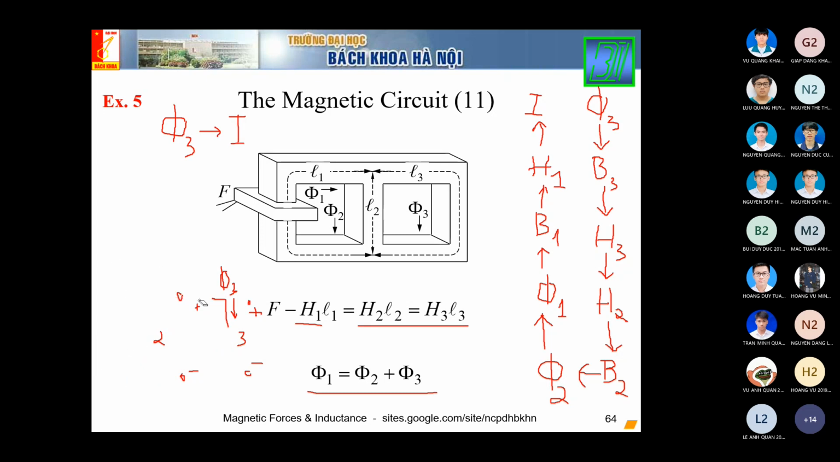Because the circuit here is very complicated, the process of finding the current is very long, much longer than the previous examples. Are you okay? This is the most complicated magnetic circuit. If you can go through this exercise, you can do any other exercise about magnetic circuit analysis.